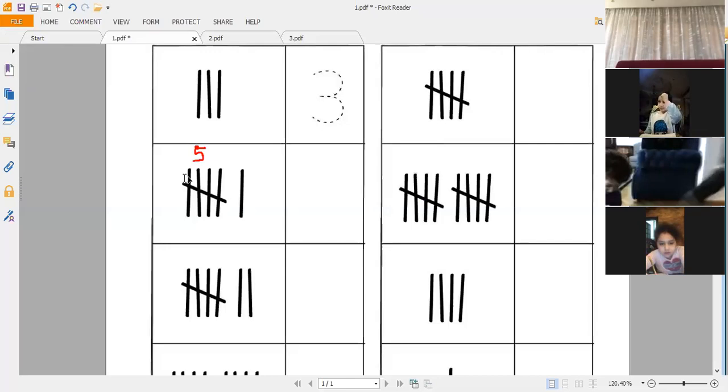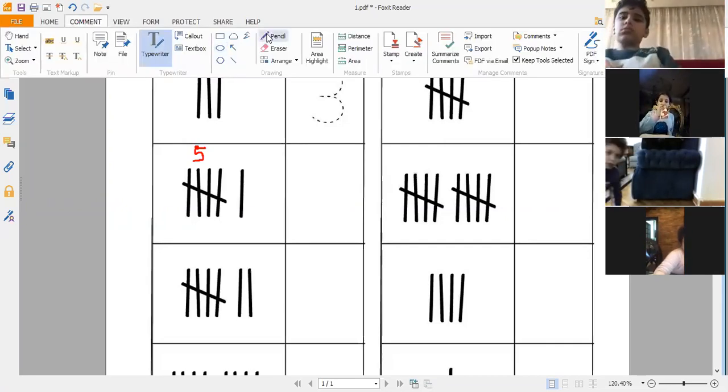1, 2, 3, 4, 5? No, we said that this shape means 5. So if you want to count, you will say 5, 6. It will be 6, not 5.